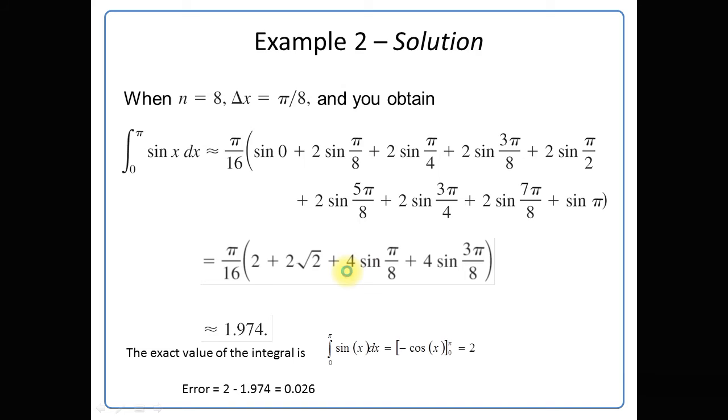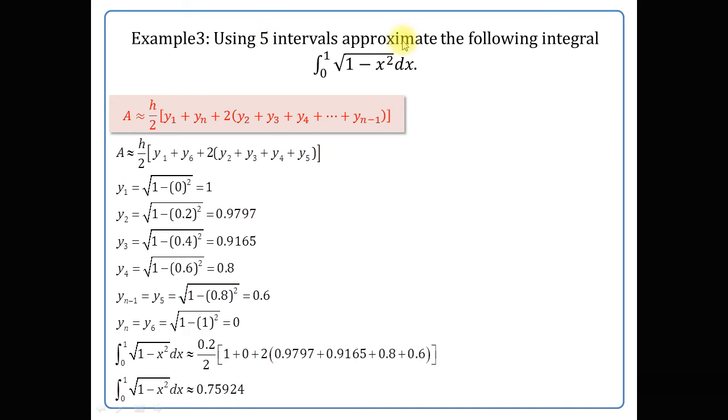Now another example, to approximate the integration from 0 to 1 of the square root of 1 minus x square with respect to x. You see over here, this is the trapezoidal rule formula: h by 2 times y1 plus yn. The first value of the function and the last value of the function will not be multiplied by 2, and the other values will be multiplied by 2.